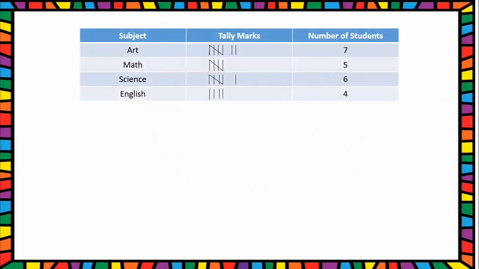See here, 3 columns are there. First column subject, then tally marks, then number of students. The first subject is art. So 4 tally marks, and the fifth one is a slanting line. So 5 plus 2 more tally marks, total 7. Math has 5 tally marks, so 5 students liked math. Then science, 5 plus 1, 6 tally marks, so 6 students liked science. Then English is 4. 4 students liked English.